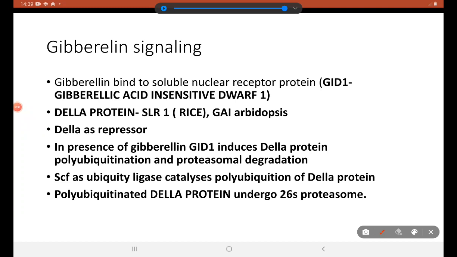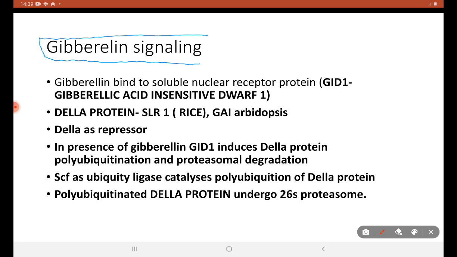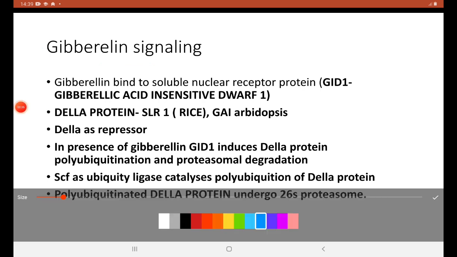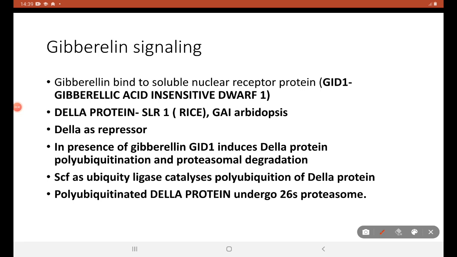Hello all. In this video we are going to see about gibberellin signaling. So far, in the series of plant phytohormones, we have seen the definitions and physiological roles of gibberellin. In this video we are going to see when and how gibberellin functions are turned on and how gibberellin functions are turned off. This is what we are going to see in this video.